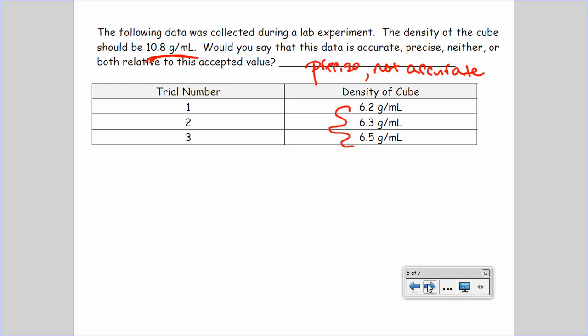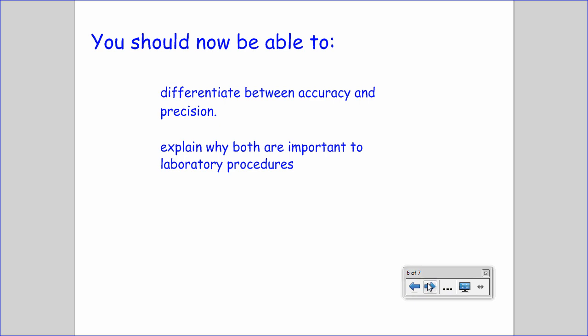So accuracy and precision is very simple, straightforward, and you should now be able to tell the difference between accuracy and precision and explain why both are important to laboratory procedures.